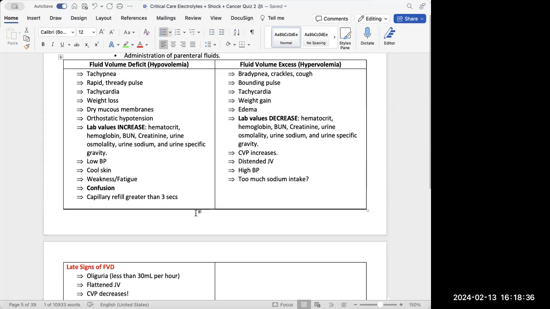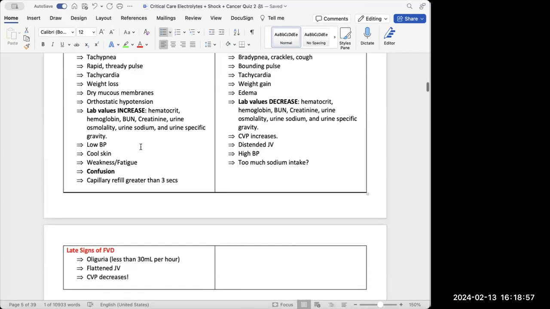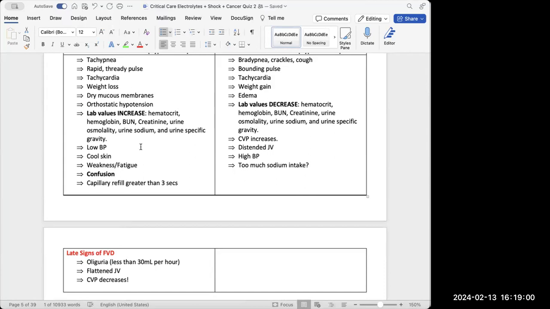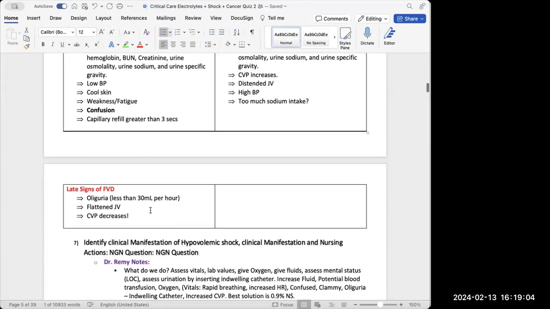We're going to have weight loss, right? Because they're losing fluid. They don't have as much fluid, right? The membranes are going to be dry because they don't have as much fluid. They're going to have a lower blood pressure because they don't have as much fluid. The skin's going to be more cool. They're going to be weak and tired, confused, as well as having a delayed capillary refill, which means greater than 3 seconds, as well as they'll have a flattened JV, oliguria, and the CVP decreases, which is also known as central venous pressure, which makes sense, right? Because if they don't have enough fluid, how can the central venous pressure increase when there's not enough circulating volume to go around in their body? It's going to decrease.